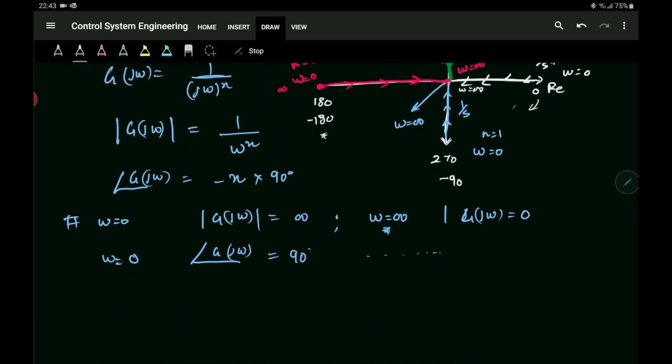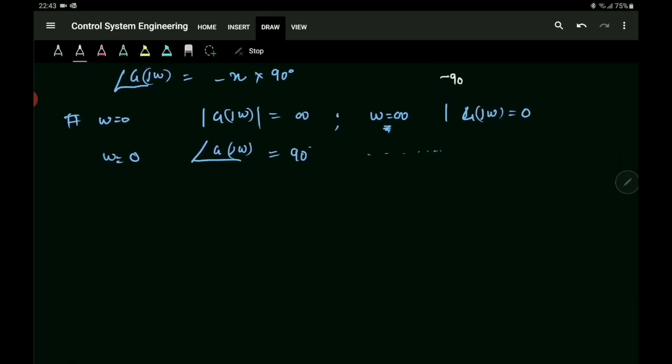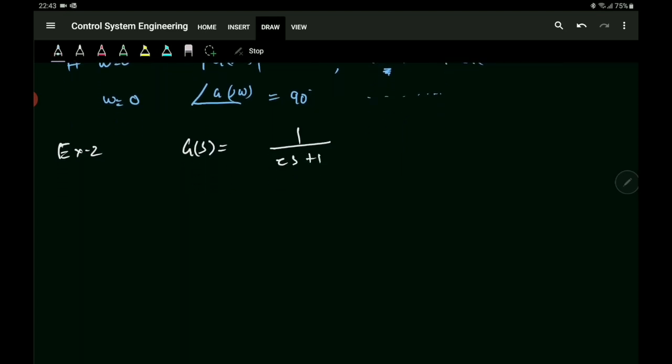Let me take another example. Example 2: we have a generalized transfer function G(s) equals 1 upon (tau s plus 1). We have to sketch a polar plot, so we will go step by step. First step, represent the transfer function as G(j omega) equals 1 upon (tau j omega plus 1).